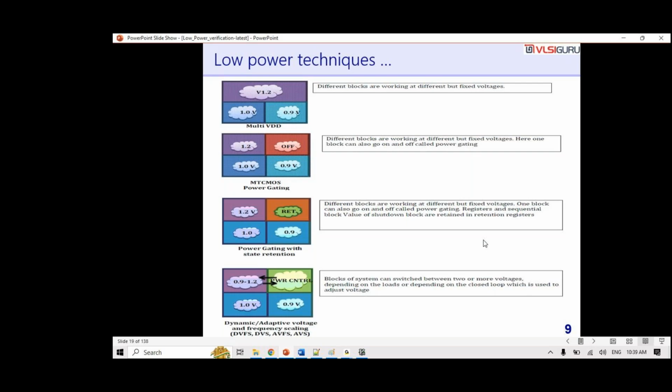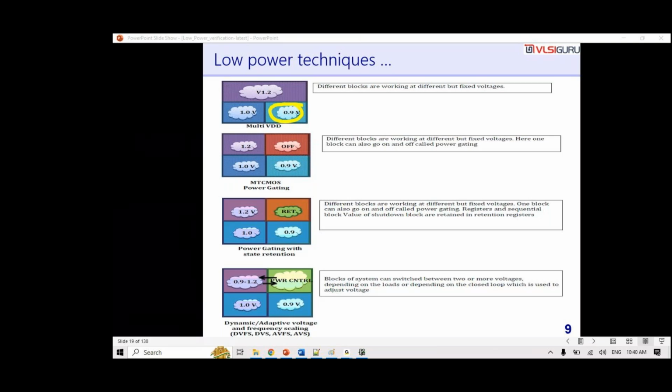So just to summarize whatever we have discussed so far, one is the multi-voltage domain, multi-VDD. What is multi-VDD? You see here there are three domains. One is working at 0.9 volts, one at 1.0 volts, and one at 1.2 volts. So the different blocks are working at different but fixed voltages. I have already told you that this 0.9 volts refers to the drain voltage. The drain to source voltage difference that we apply is what we call VDD.